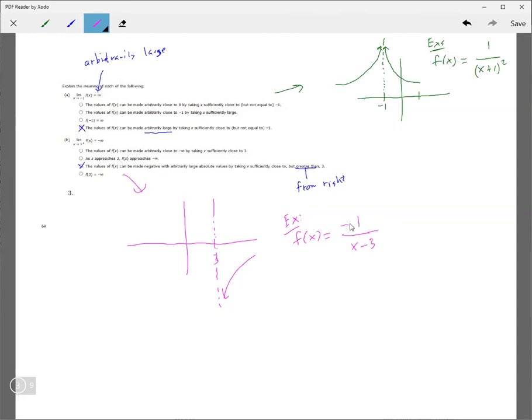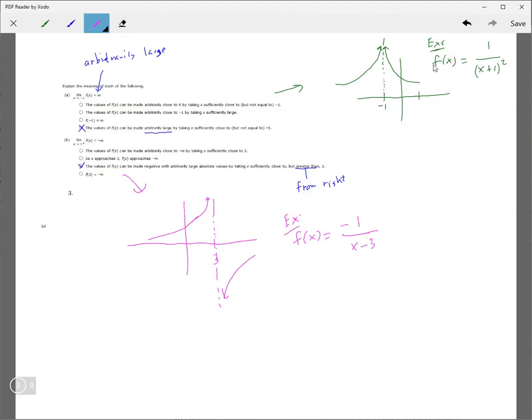But then it's negative. So then you have this negative here, so it's going to go down that way. And this function right here actually does this as well. It'll come up like that. So as you approach from the left, with this function, it actually goes to positive infinity. As you approach 3 from the right, it goes to negative infinity. So that's an example there.